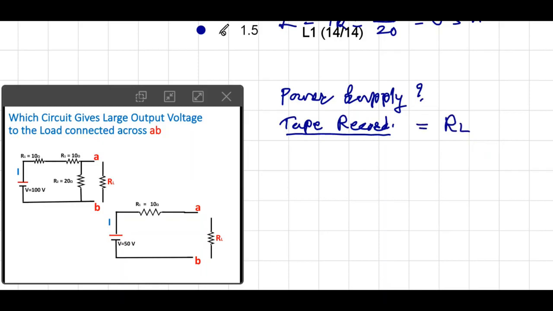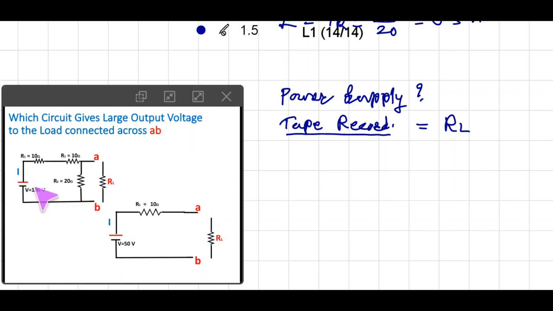Whatever device we are connecting to the power supply, the internal resistance of that device is called a load resistance, because that resistance is actually drawing power, getting voltage and current from the circuit. So the same case is here. Now these are two circuits.